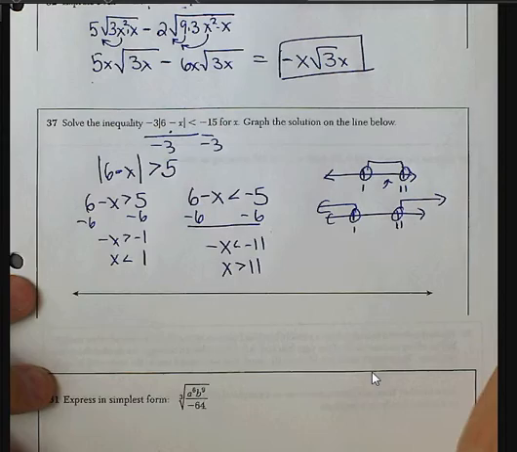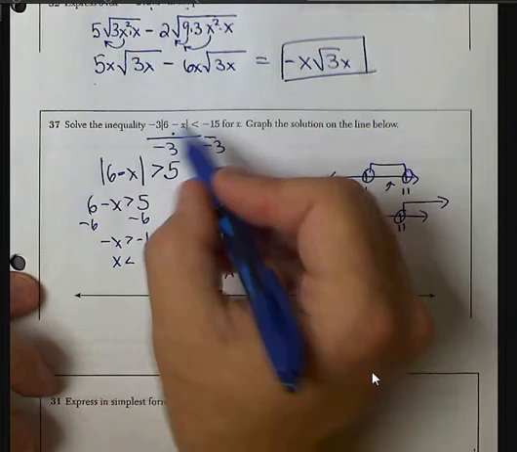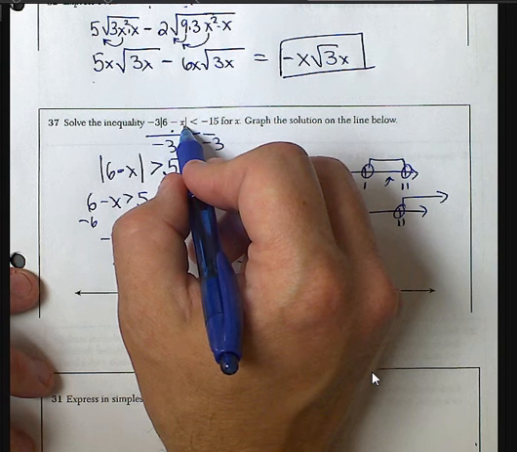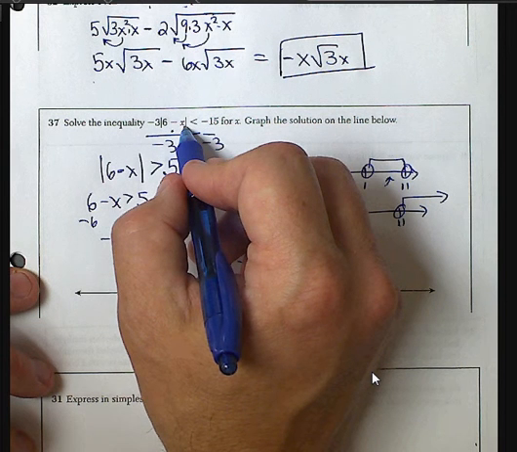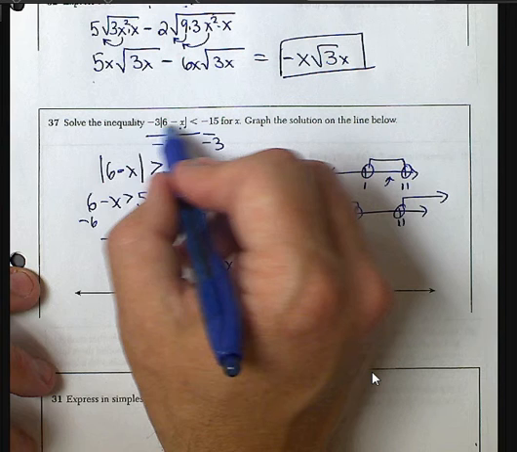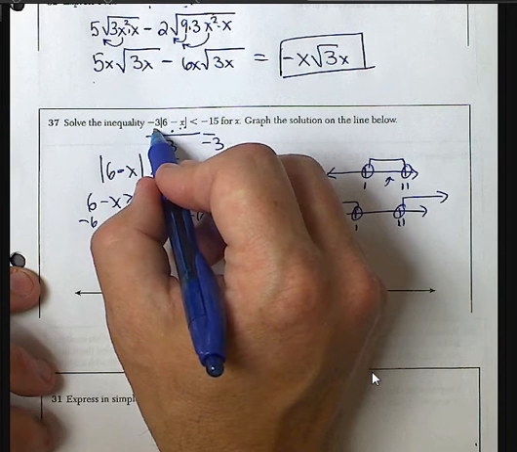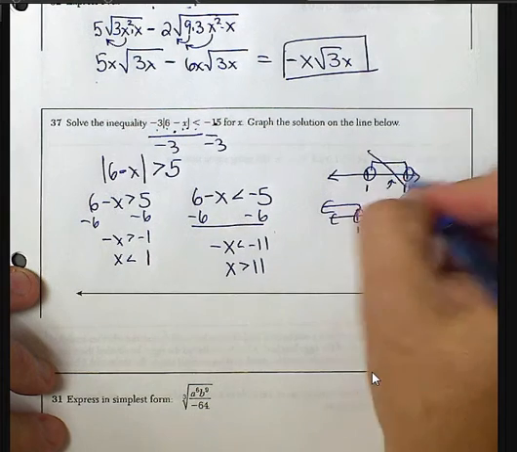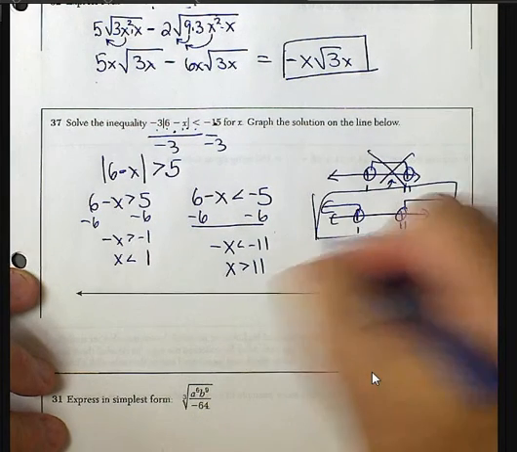Pick a point in here. I'm going to pick 3. I'm going to plug in 3. 6 minus 3 is 3. Absolute value of 3 is 3. 3 times a negative 3 is a negative 9. Negative 9 is not less than a negative 15. So this won't be the solution set. This will be the solution set.